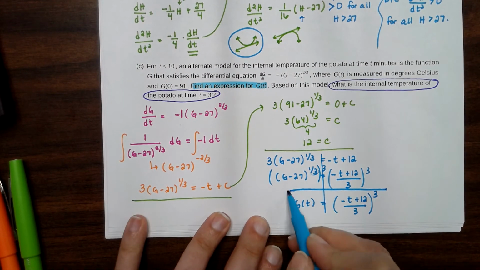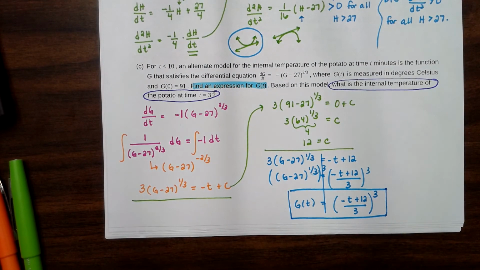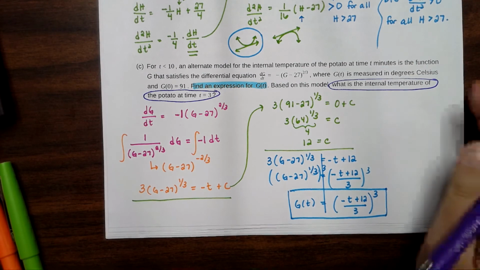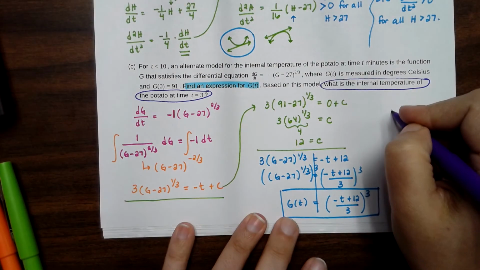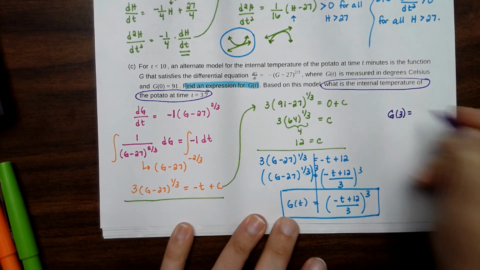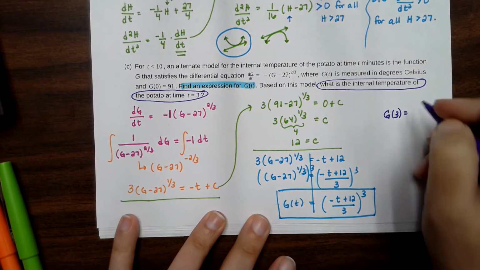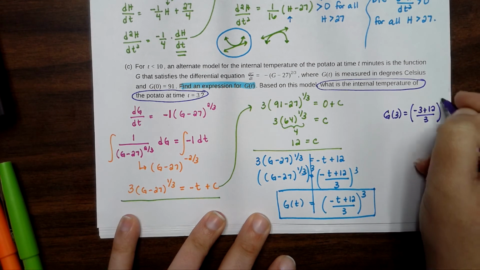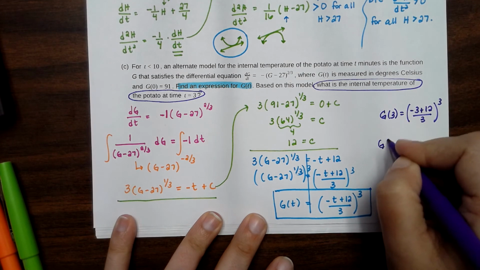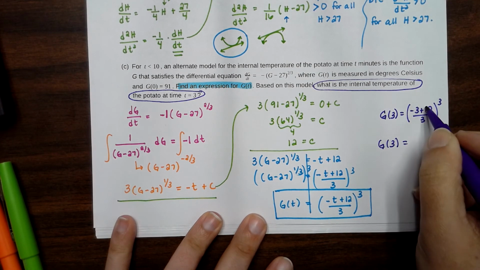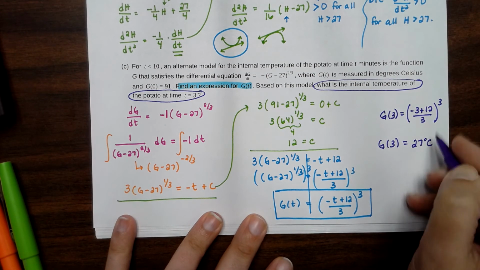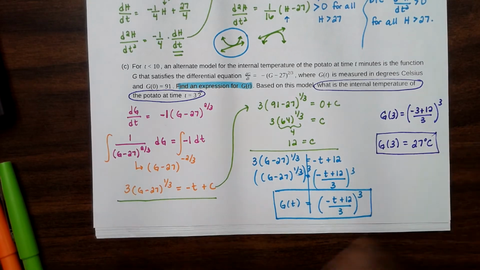This, I'm going to put a box around. That's the answer to the first part of the question. Find an expression for g of t. Now, the second part of the question says, what is the temperature at t equals 3? So to figure that out, I would say g of 3 equals, and I would plug the number 3 in. So I'm going to have negative 3 plus 12 all over 3 to the third power, which means g of 3 equals 9 divided by 3, which is 3 cubed, which is 27 degrees Celsius. That's the second part of my answer.